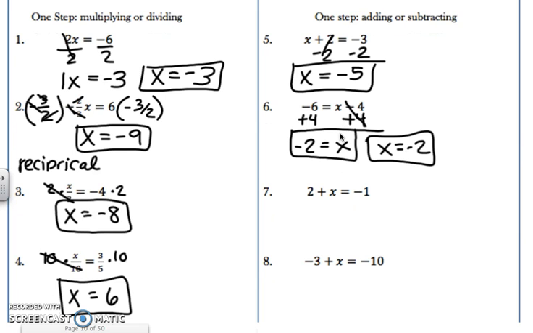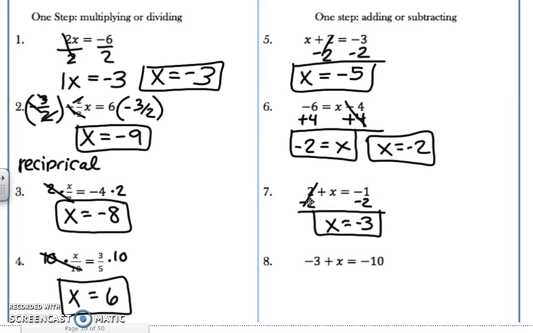On 7, a little bit tricky because you have a number in front. So first you got to look at this x. I need to get rid of this positive 2, and the opposite of a positive 2 would be a negative 2. So I'm going to minus 2 on both sides. I know this 2 minus 2 is going to cancel out, giving me 0. And I'm left with x equals negative 3.